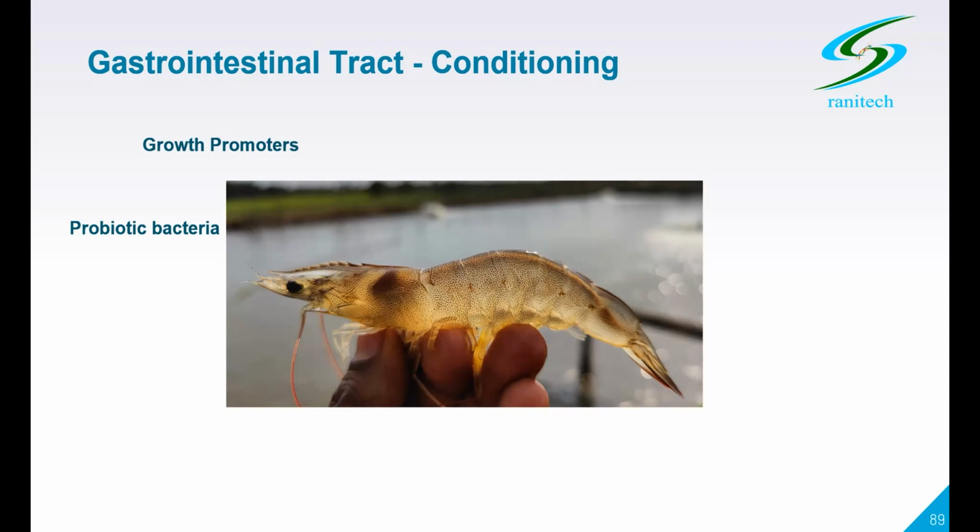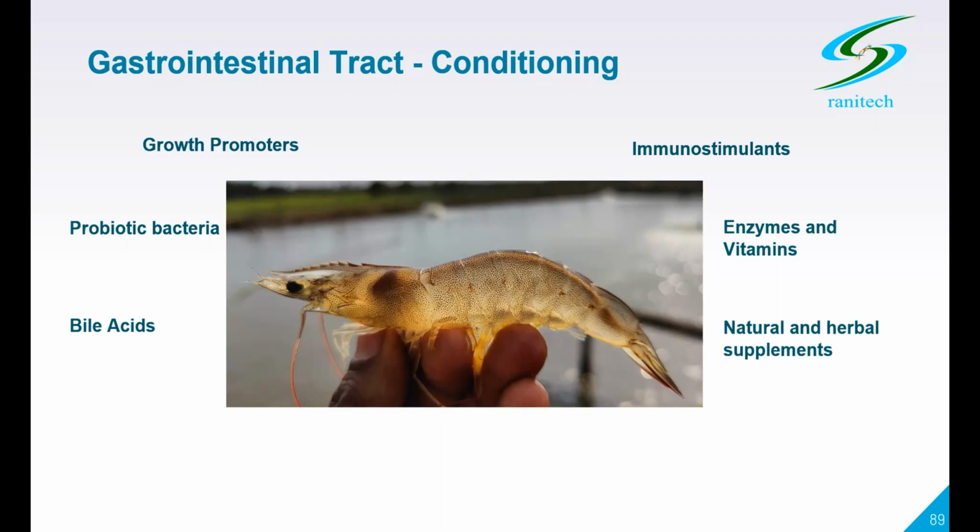You need to have a lot of probiotic bacteria to maintain the gut health. And you may have to add a lot of bile salts. So our hosts today, Lachance, they have their product which has bile salts. They suggest that these bile salts help the health of the hepatopancreas. Yes, definitely we have to consider that. And there are immunostimulants, a lot of immunostimulants available, enzymes and vitamins. And finally, natural herbs and supplements we generally use from the kitchen. So you have to use a complex of items, or select the best ones, whichever is available for you, so that you maintain a healthy gastrointestinal tract.